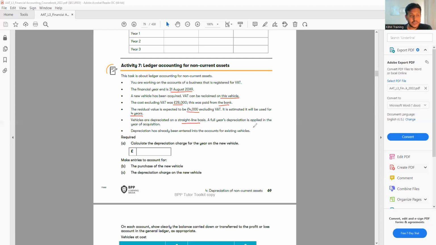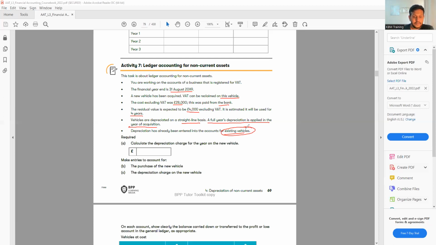This line is very important. A full year depreciation is applied in the year of acquisition. That means the year I will buy this asset, full year depreciation will be charged on that year. Depreciation has already been entered in the existing vehicle. That means we have some more asset and some depreciation is already recorded in the account.